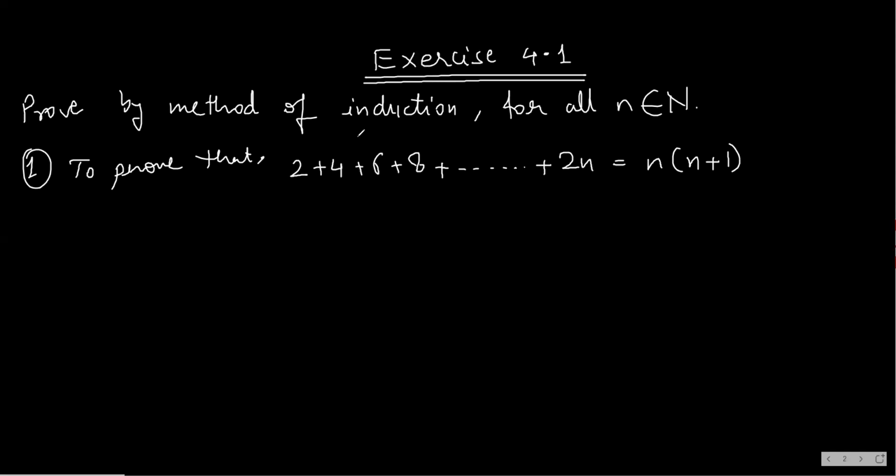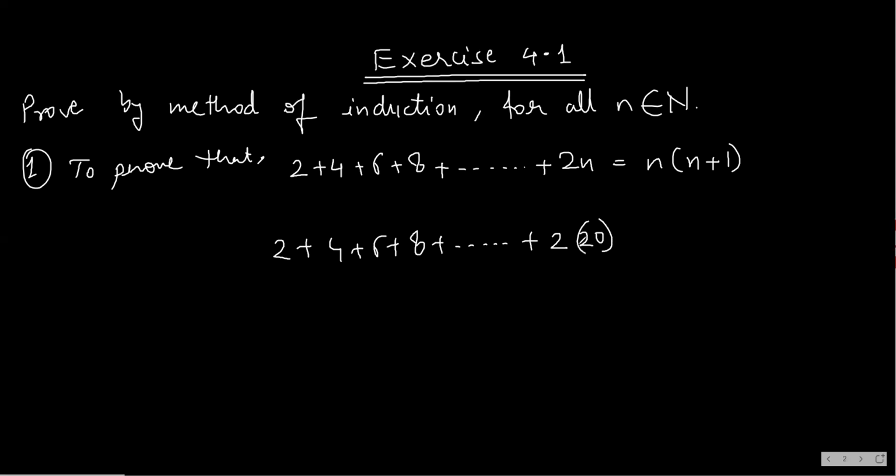I have to prove that the sum of the first n even numbers is equal to n into n plus 1. So it means 2 plus 4 plus 6 plus 8 plus dot dot dot, and suppose here I have 2 into 20.